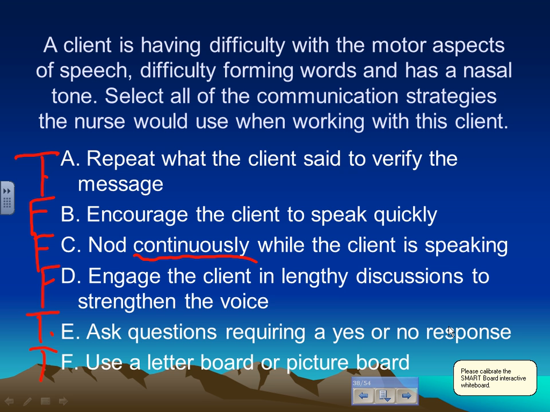This is a very good strategy to use, especially when you've got a list of signs and symptoms. Many times they'll say, these are all signs and symptoms, select all that apply to a particular disease process. Use that. It's a really good process.